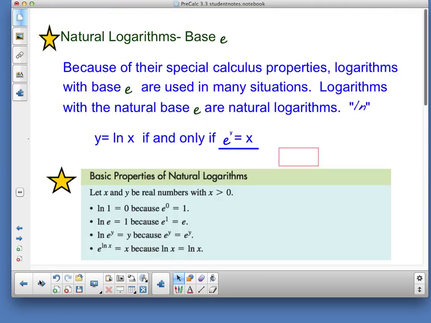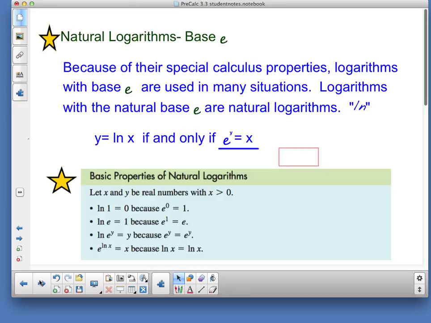Yay. Okay. Now, the natural log, folks, it's the same rules, except my base is e, 2.7. And you can find it, just go to your e value, raise it to the first power. But because of their special calculus properties, logarithms with base e are used in many situations. Logarithms with the natural base e are natural logs, and we'll represent it as ln, natural log.